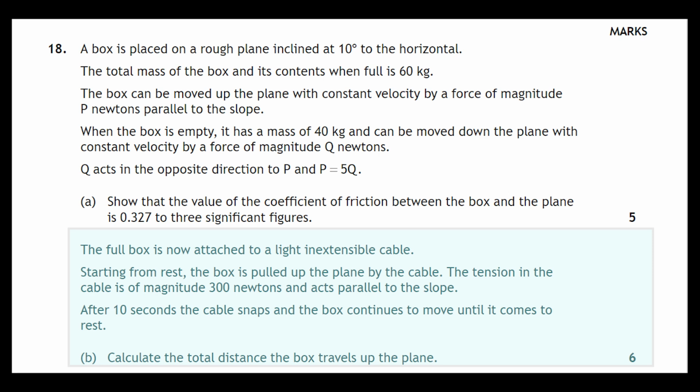The box is now attached to a light and extensible cable. Starting from rest, the box is pulled up the plane by the cable. The tension in the cable is of magnitude 300 newtons and acts parallel to the slope. After 10 seconds the cable snaps and the box continues to move until it comes to rest. B. Calculate the total distance the box travels up the plane. And that's for 6 marks.